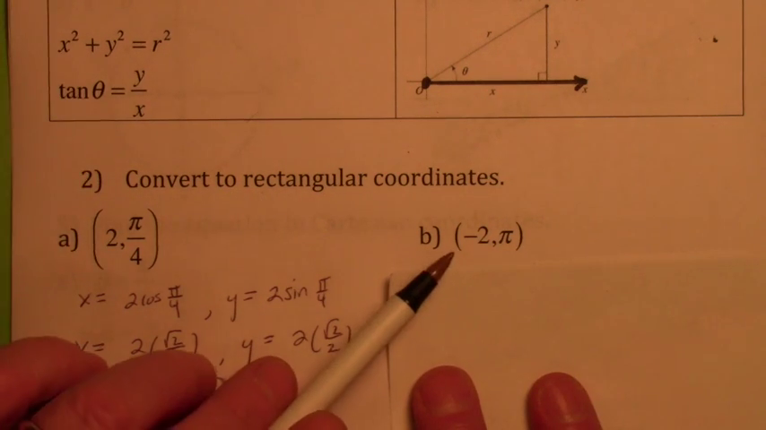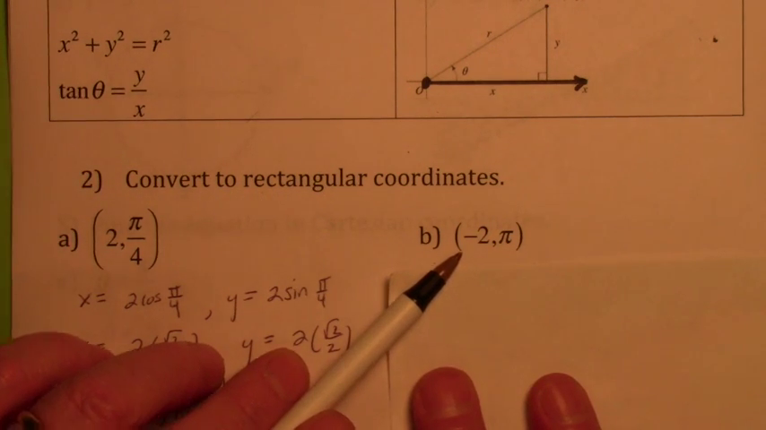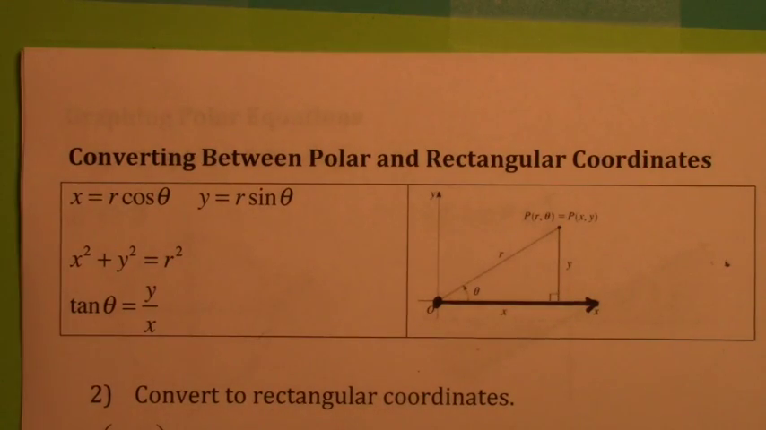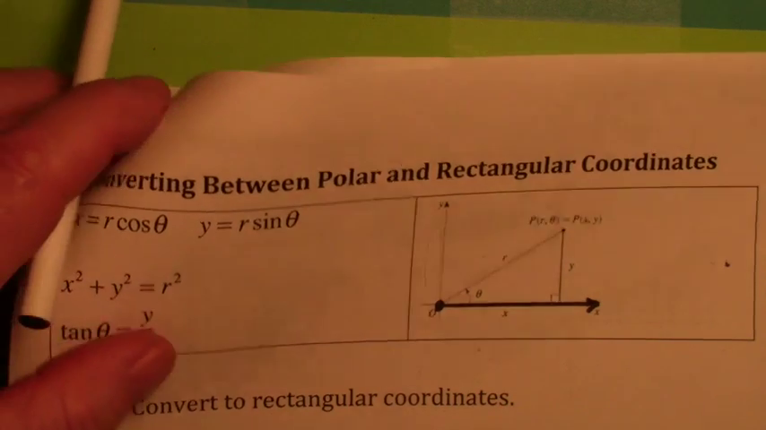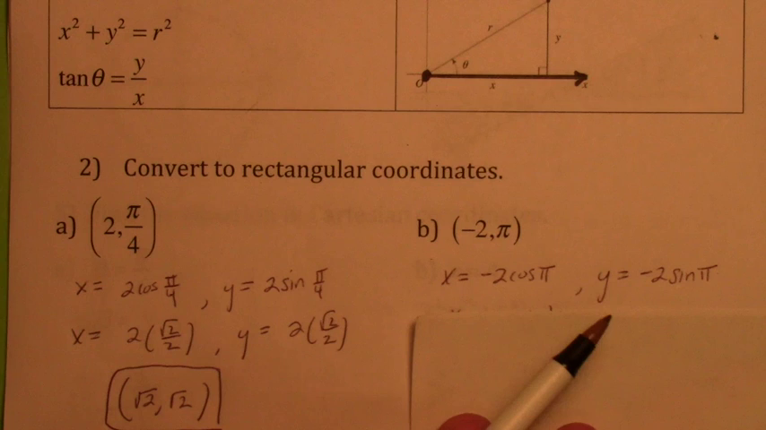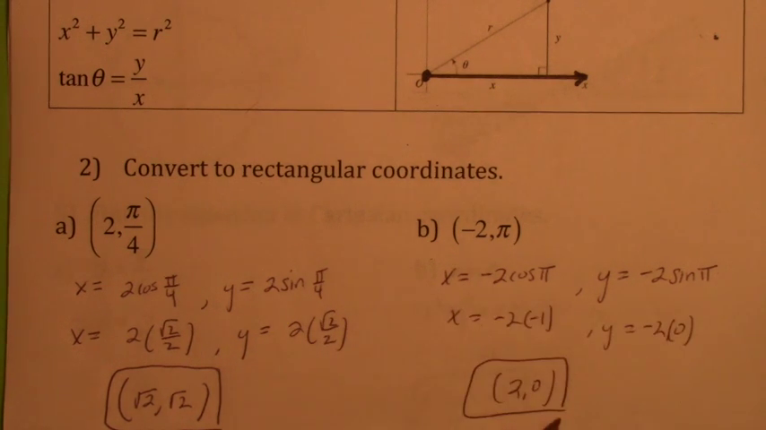Similarly, this one over here, you would do it the exact same way. You would use the fact that x equals r cosine theta and y equals r sine theta. So you'd get x equals r cosine theta, y equals r sine theta. You simplify it and you get (2, 0). Okay, let's go the other way now.